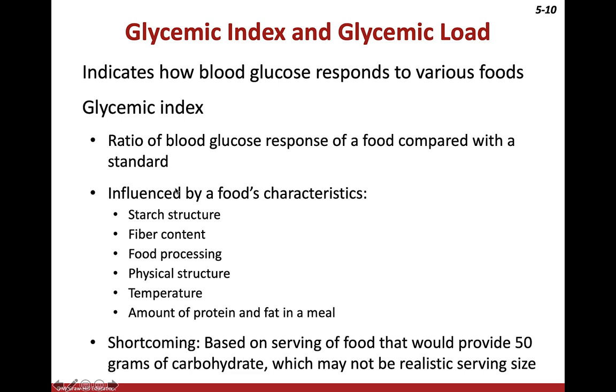Now, there are some weaknesses in using glycemic index, and a lot of them are dependent upon the characteristics of foods. It could be the structure of the starch that's involved, how that food was processed, how much fiber is in that food, structure, temperature, what other nutrients were in the meal, and which things were consumed. So things to keep in mind. Now, the shortcoming is also based on serving a food that would provide 50 grams of carbohydrate, and that may not be a realistic serving size.